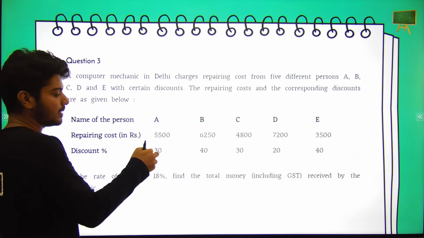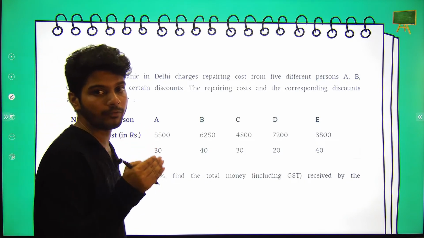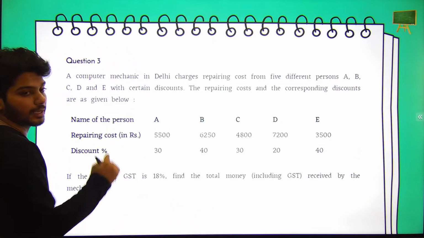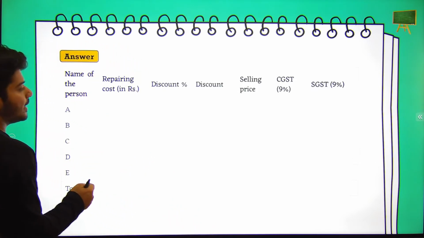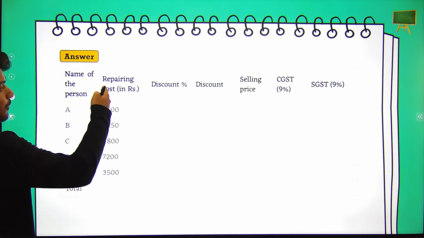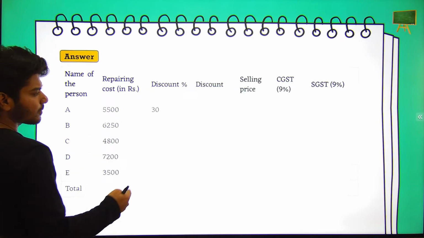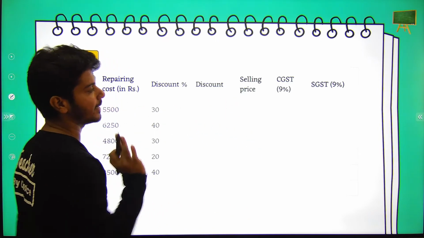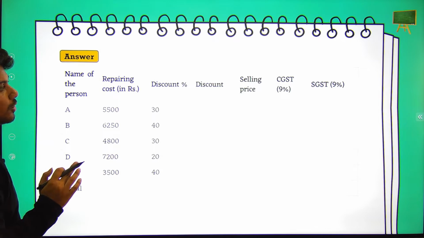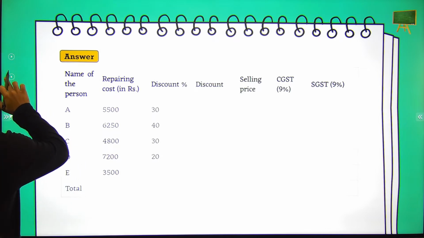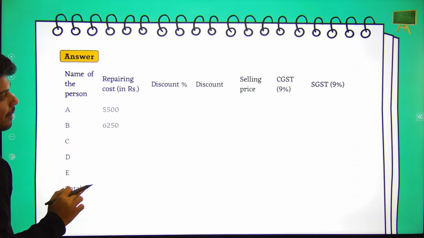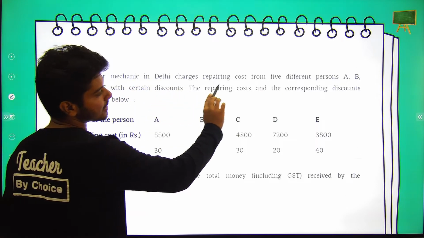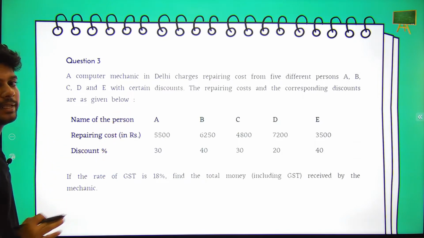I will subtract this discount first. Always remember, whenever the discount is given, you have to subtract the discount from the given amount. I'm writing the repairing cost on the left side and the discount given. In the exam also you have to make the table like this. Now let's see whether the trade was within the state or outside the state. A computer mechanic in Delhi charges this, so this is happening in Delhi only.